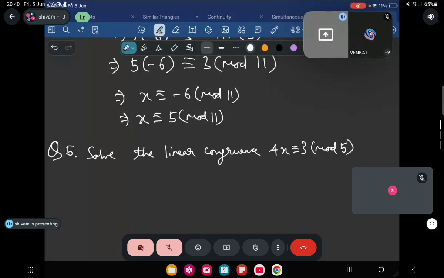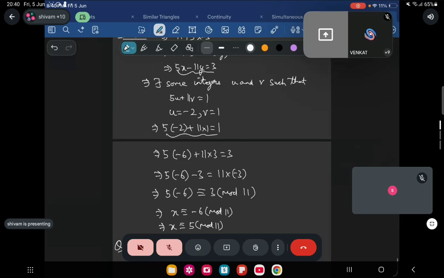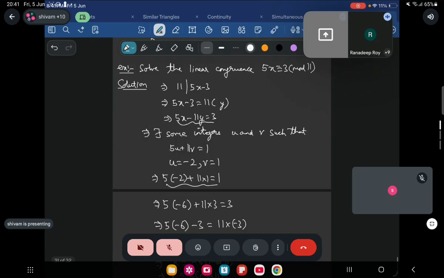So just follow the same steps, you'll get the result. Can you please show me the examples? Example, yes. So you can scroll a bit up. I mean, down. Yes.